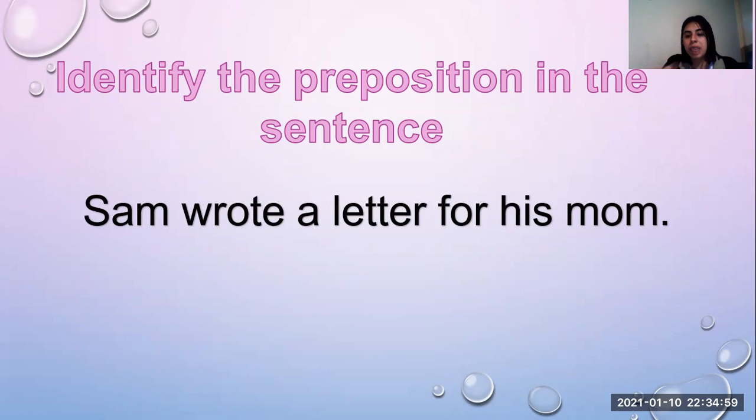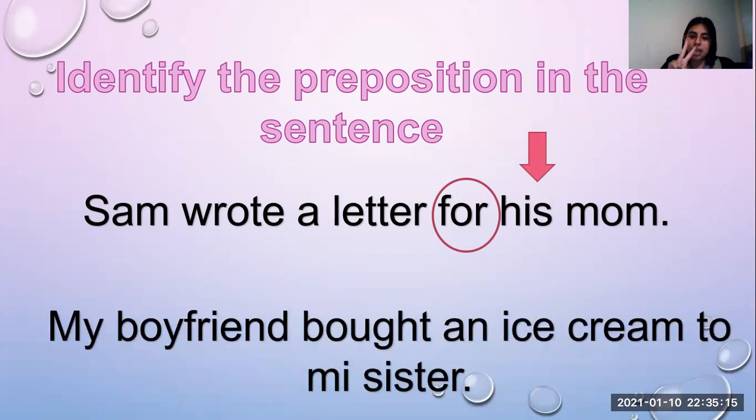So we have my first example here. Sam wrote a letter for his mom. So we can identify where is the preposition. We have for, so my oblique object is his mom. The second example we have here, my boyfriend bought an ice cream to my sister. Where is my preposition in this sentence? To. It's okay. So my oblique object is my sister.